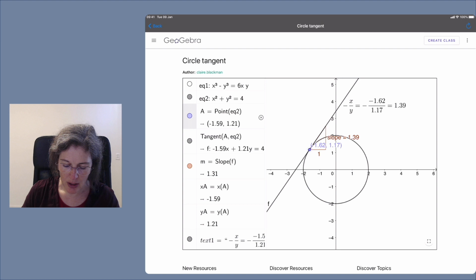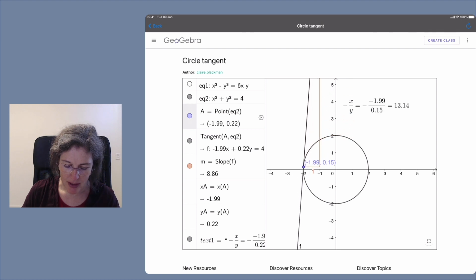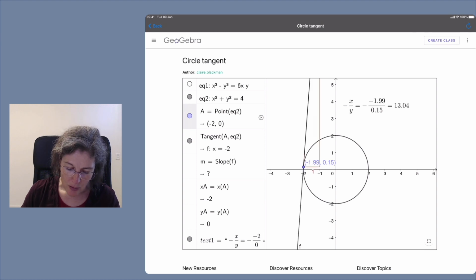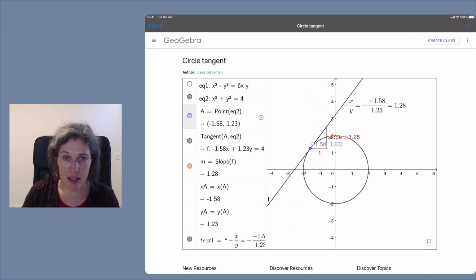You might wonder what happens if I bring my tangent all the way down to minus 2, 0. Well, there my tangent goes vertical, so we would hope that the calculation gives us something that says I can't calculate that, and it does. Because if you think about what we're trying to do, we're saying minus 2 over 0. We can't divide by 0, so it's undefined.